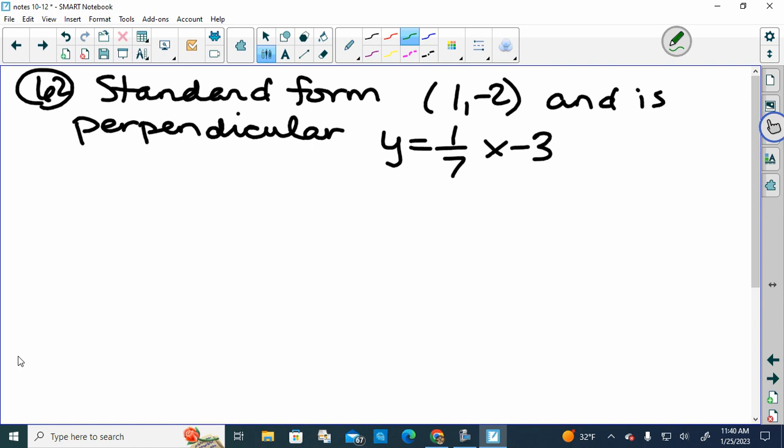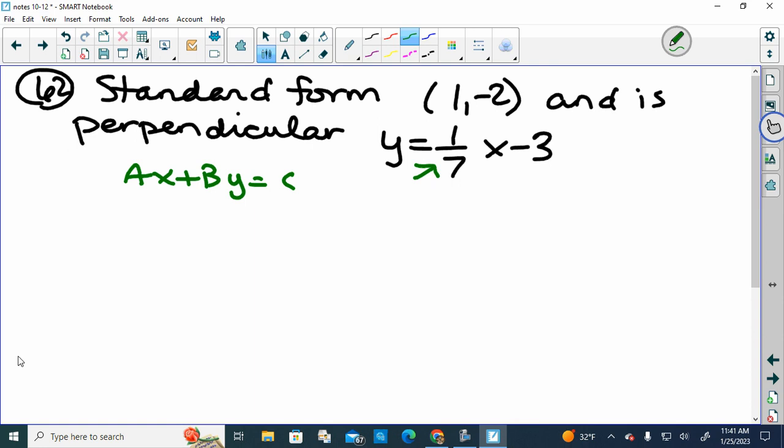Okay, so standard form does not have the y by itself. They want it to look like this. Okay, so our first step is, do we know slope? Okay, we do, but we're just not going to use the same one. If it was parallel, we would use the same one.